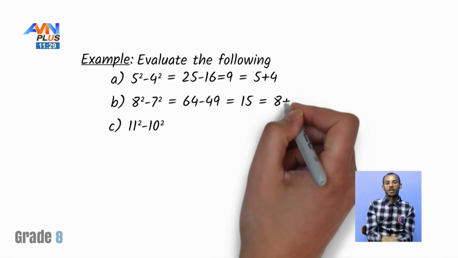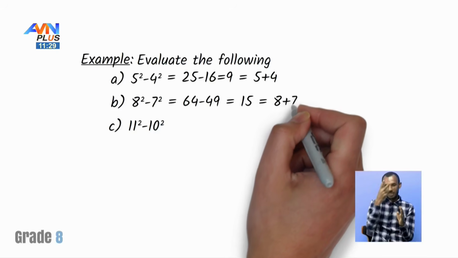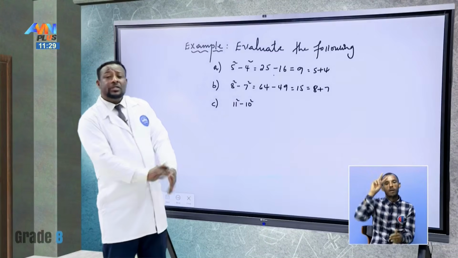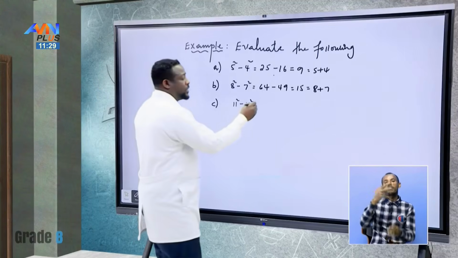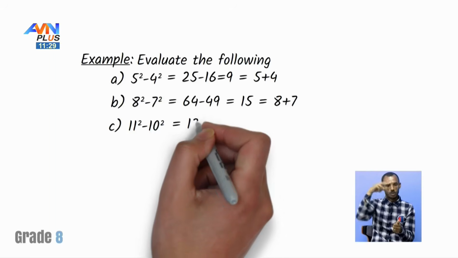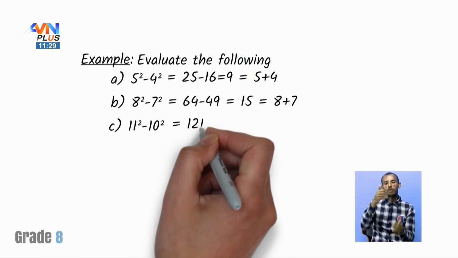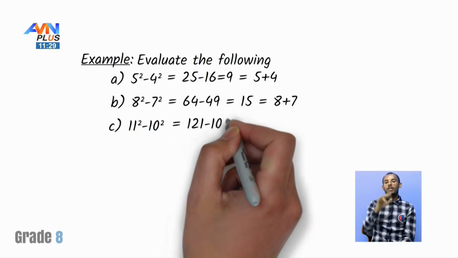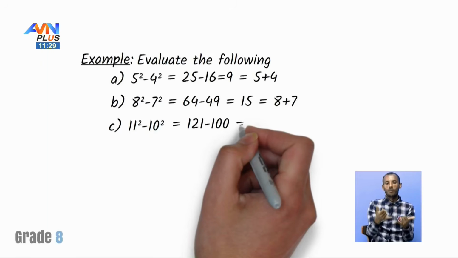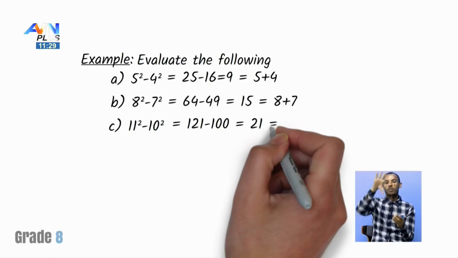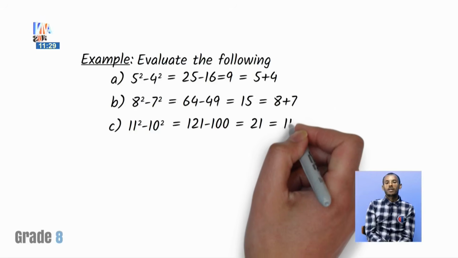All right, let's see the third one. 11 square minus 10 square. 11 square is 11 times 11, which is 121. And 10 square is 10 times 10, which is 100. If you take their difference, the result is 21. Now, take 11 and 10, add them, so you will get 11 plus 10, the same thing.